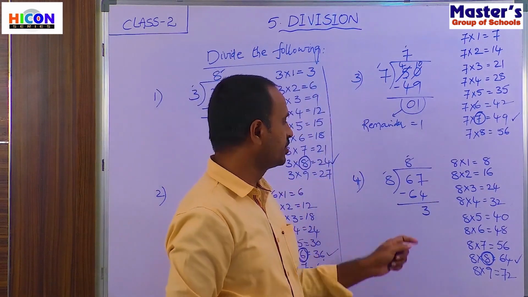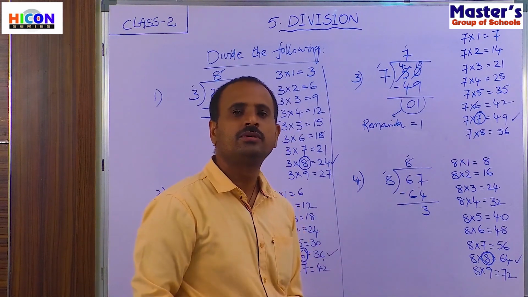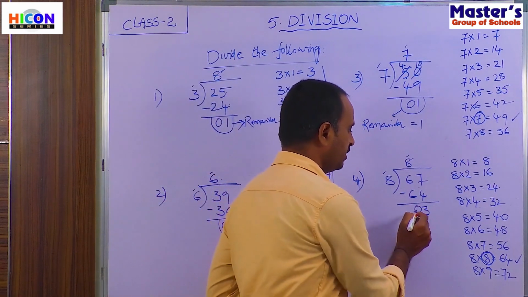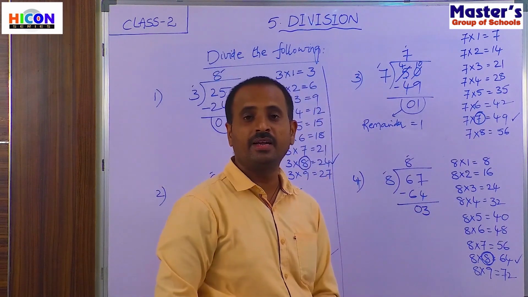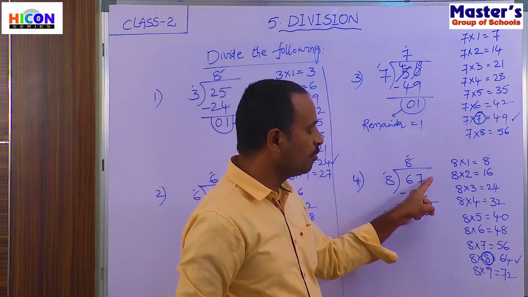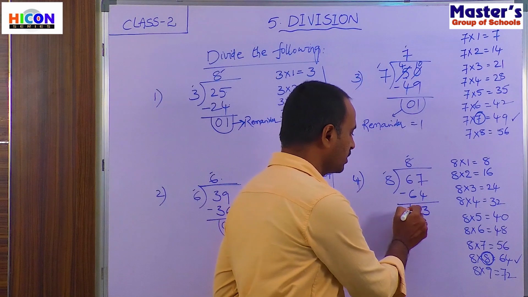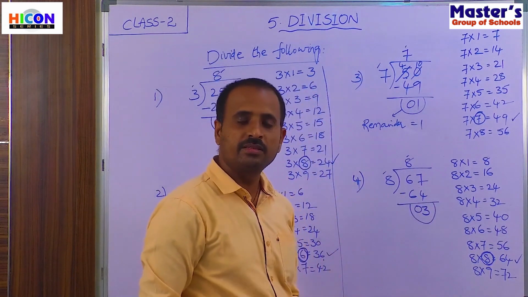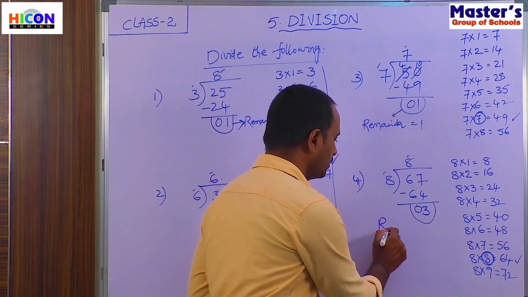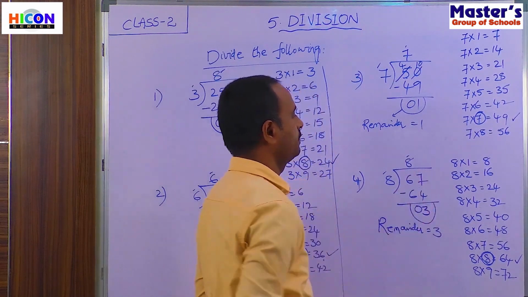And now subtract the digits present in the tens place. That is 6 minus 6, 0. So write 0 here. So children, 3 is the remainder, and we did not get 3 in the 8th table. And there are no more digits in the dividend to bring down. So now we have to complete this division here. What is the remainder here? The remainder is 3.